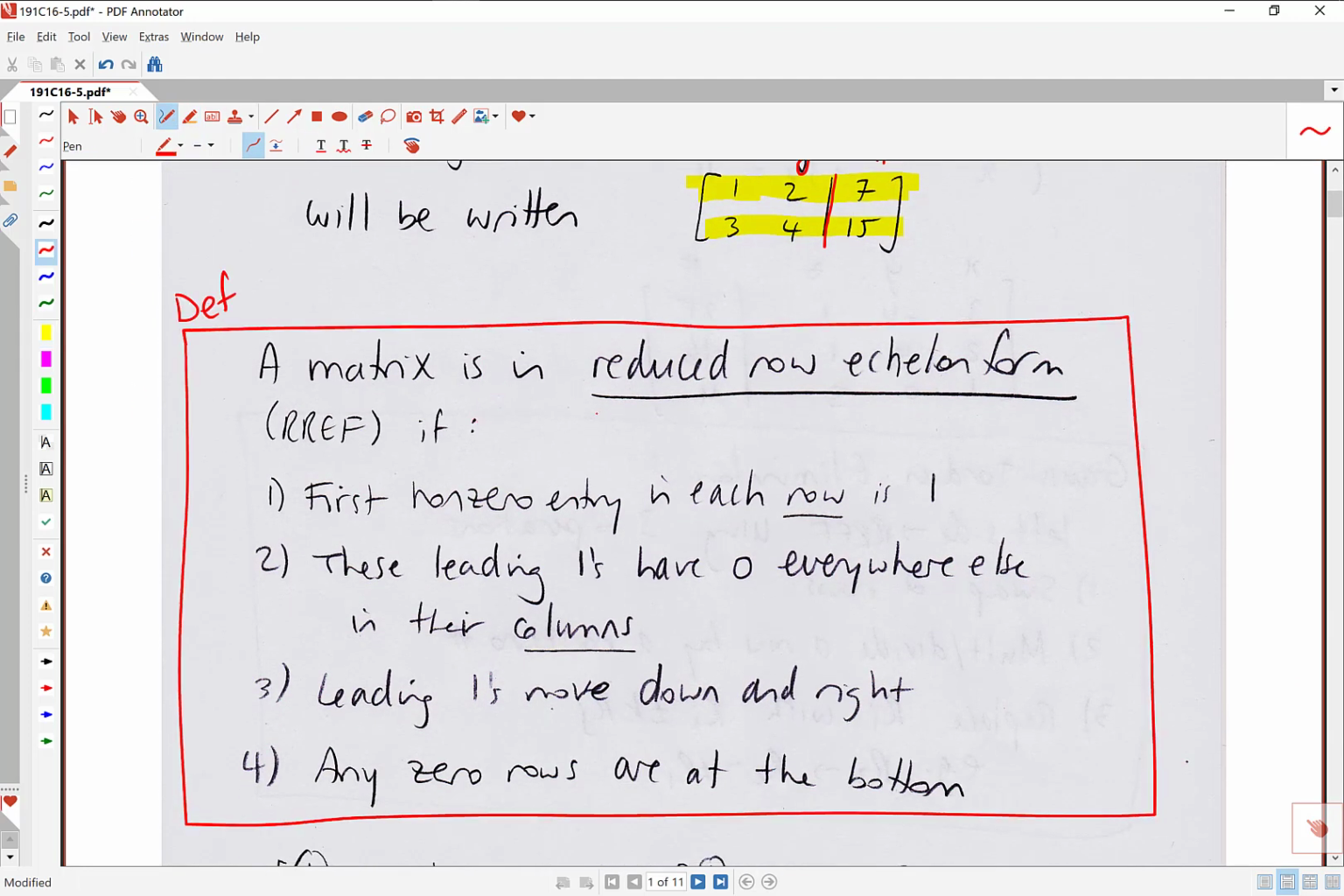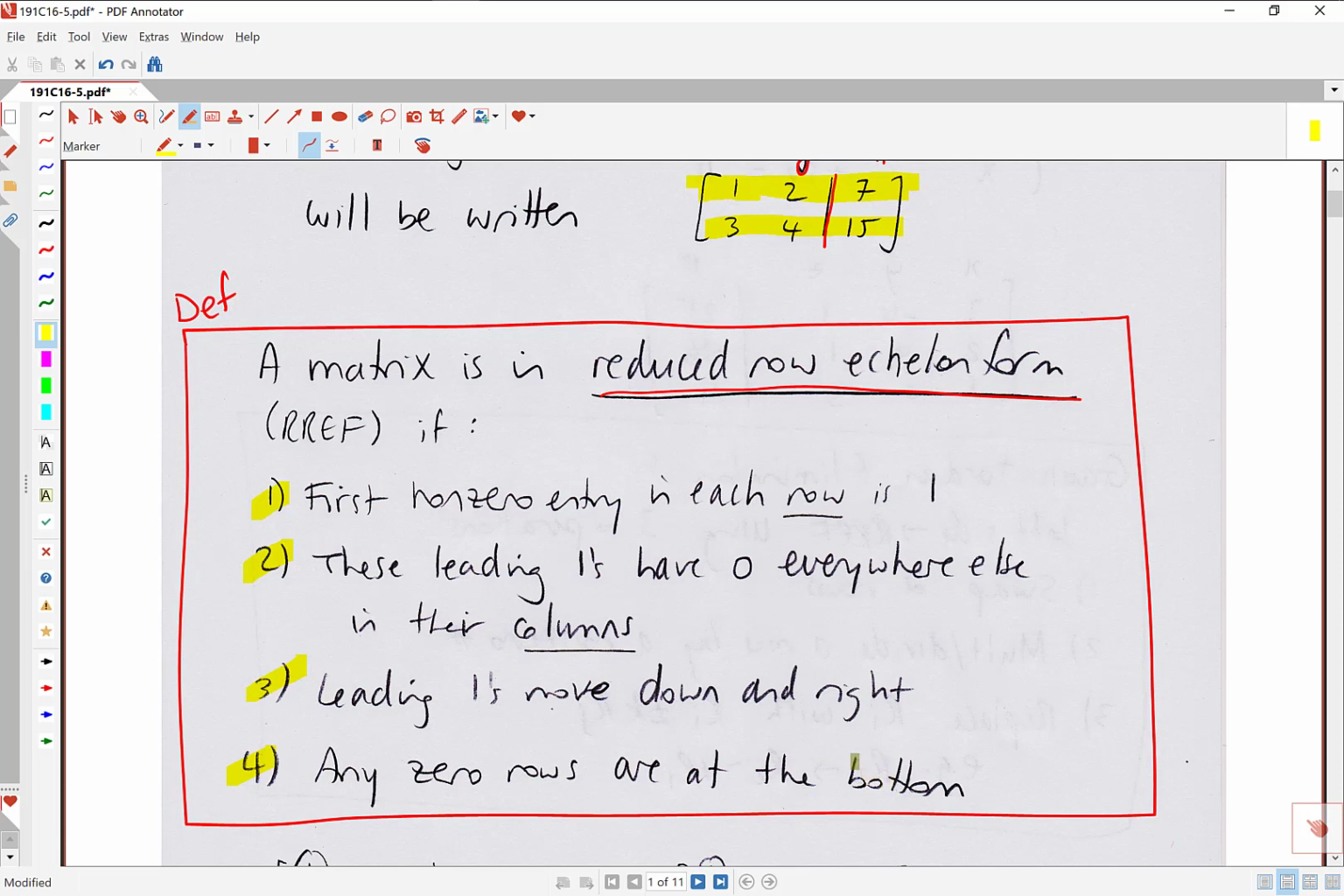So we'll say that a matrix is in reduced row echelon form, and we will just call that RREF for short, if 4 properties are true. First property is that the first non-zero entry in each row should be a 1. Second property, these leading ones should have zeros everywhere else in their columns. Third property, these leading ones should move down and right. And fourth property, any 0 rows should be at the bottom of the matrix.